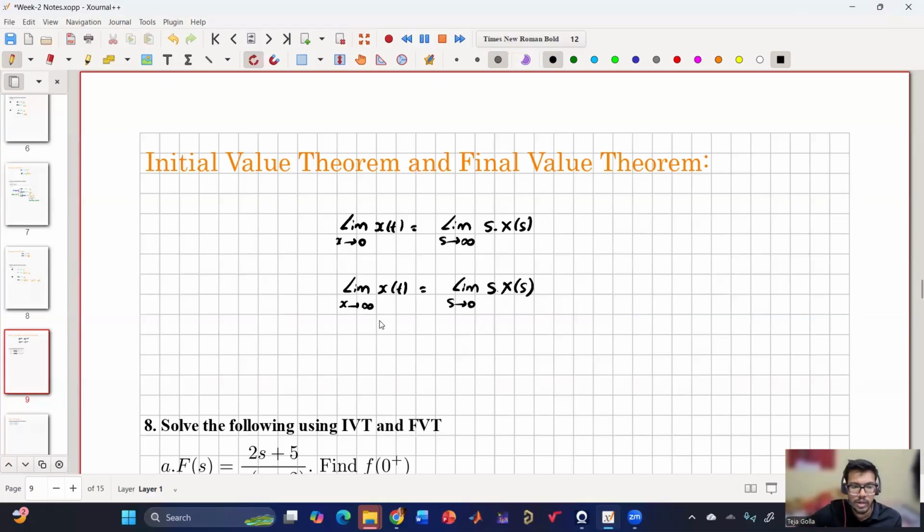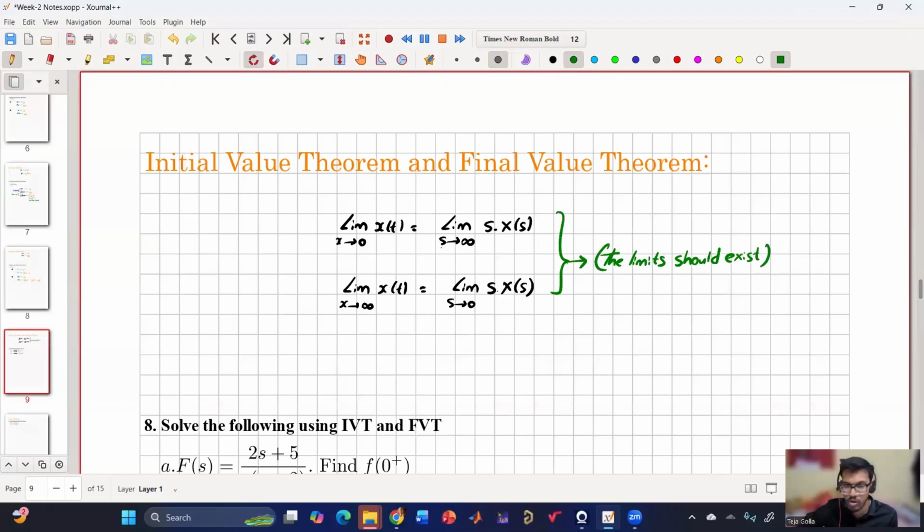And again, this is only valid when the limits exist for both x of t as well as x of s. If the limit doesn't exist, then this is not valid. So the limits should exist, else it is not valid, of course. The limits should exist for both LHS as well as RHS.